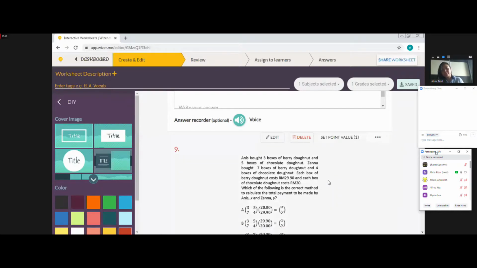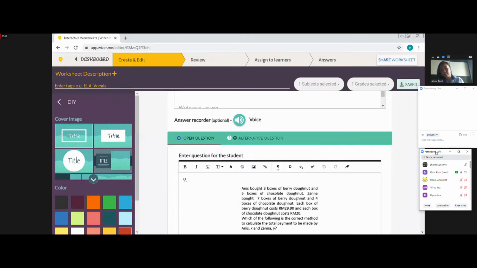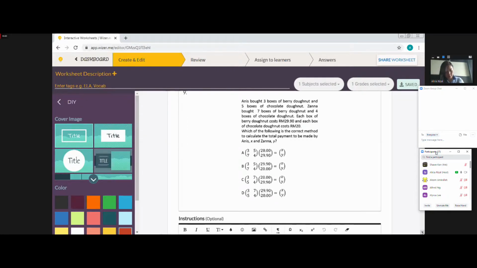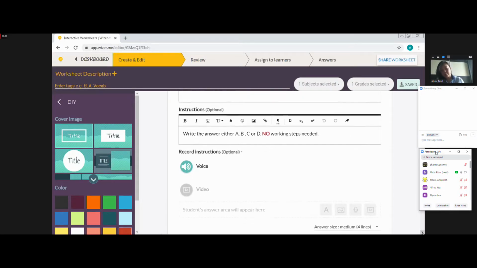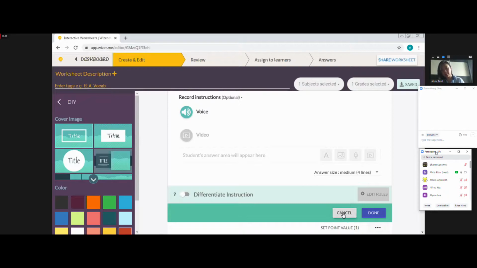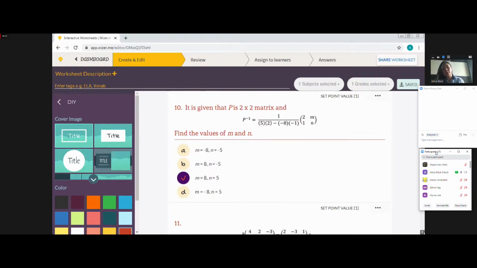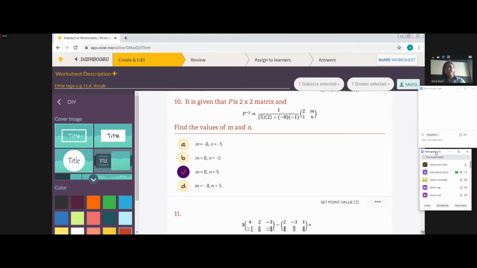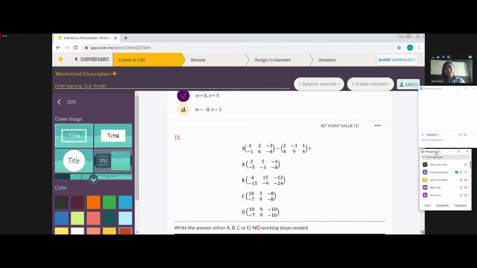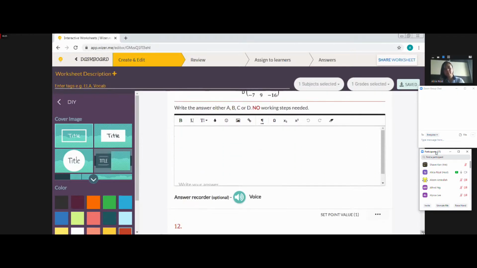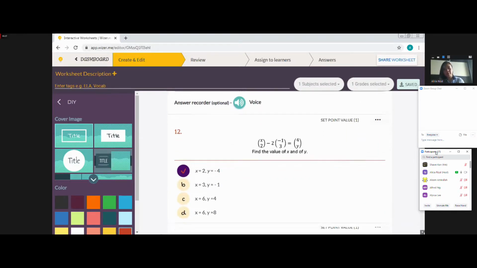All right. So question number 9. Okay, so this one, the answer is B. Let me cancel, I'm not going to edit this. So number 9, the answer is B. Number 10, you can see here is C. Number 11, this one is D. Number 12 is A.